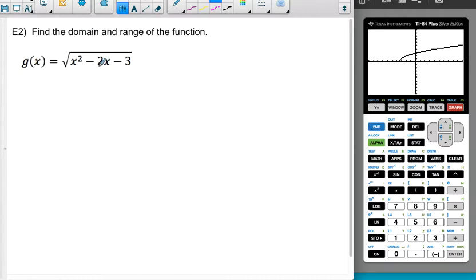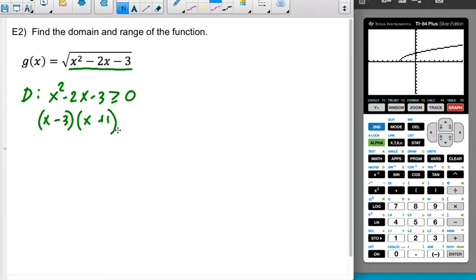So we're going to go ahead and find the domain and range of this function. So the domain is that x squared minus 2x minus 3 has to be greater than or equal to 0. Well, we've seen this before. This is a quadratic, and when we solve quadratic inequalities, we essentially factor and make a sign chart, or we make a visual sign chart recognizing this is a smile parabola.